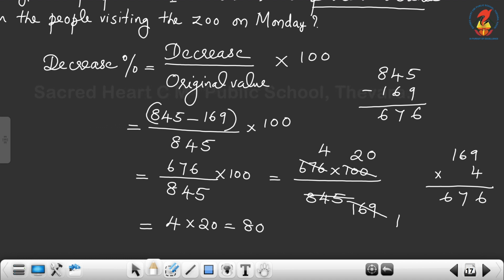So the decrease percent is 80. So we can say that 80% decrease.